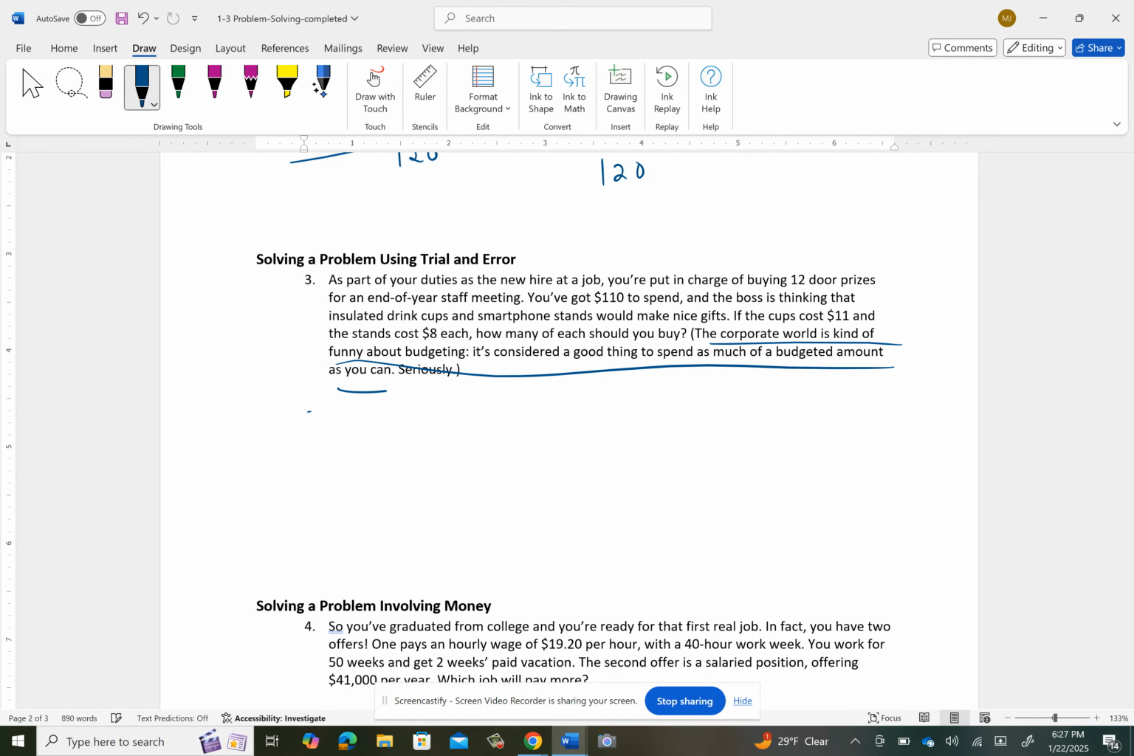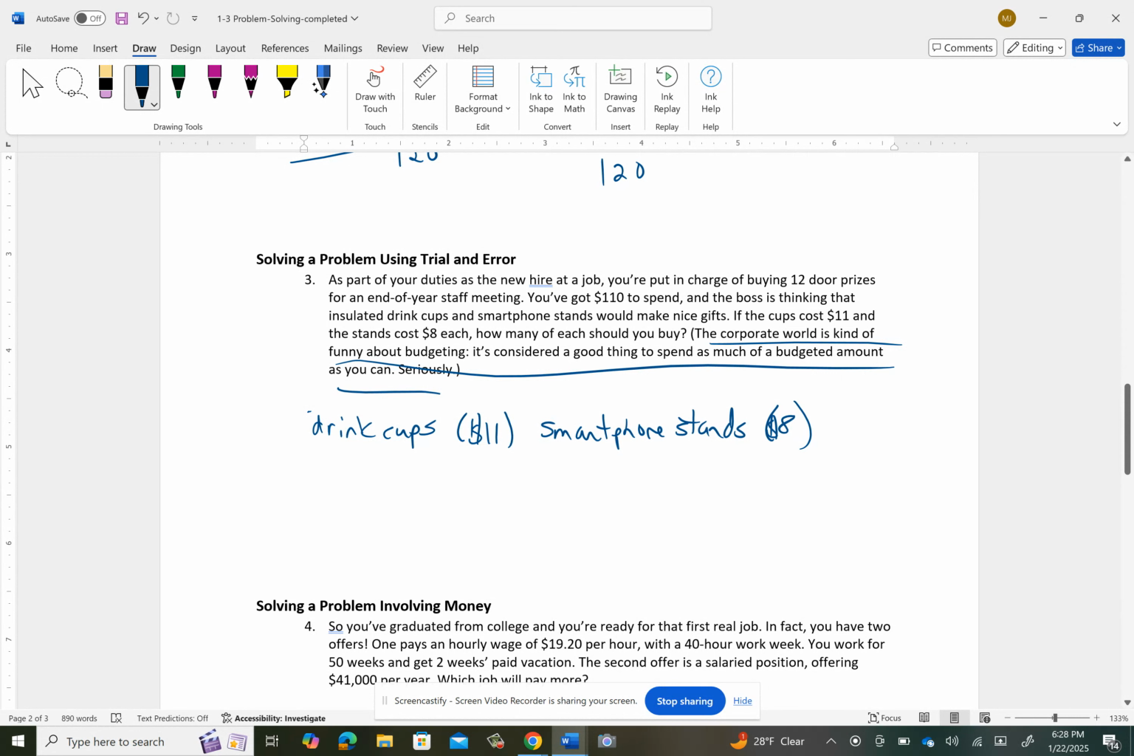Okay. All right, so we're just buying either drink cups, and those are how much each? As I read that, I wasn't really trying to hang on to the specific information. I was just trying to think about how I'm going to approach it. And then smartphone stands, and they're $8, okay? And I want the total to turn out to be 110. How many of each should you buy?